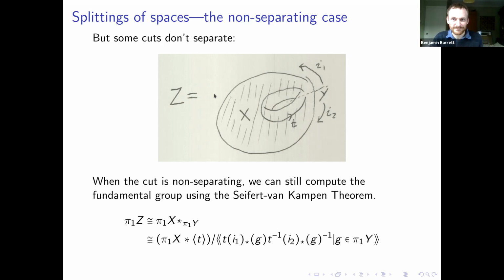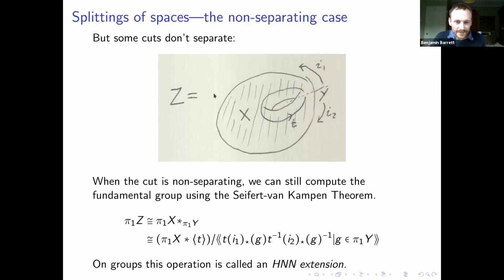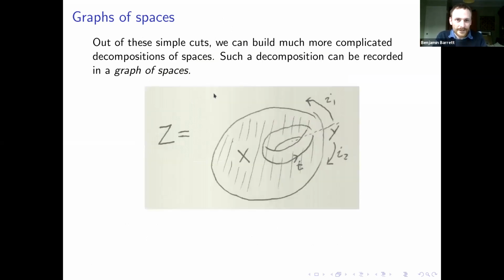Anything I haven't, you think I should have said, but I didn't? No, I'm not hearing anything. I'm hoping that at some point someone does ask a question, but I'll move on. Oh, and again, so this is called an HNN extension. Okay, now graphs of spaces.